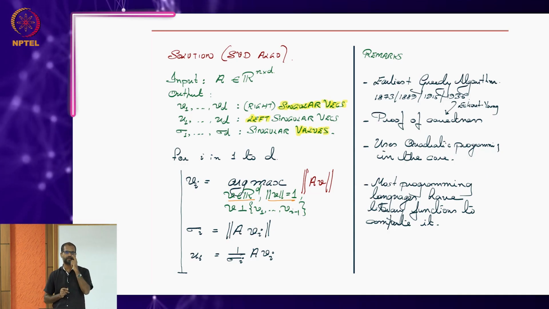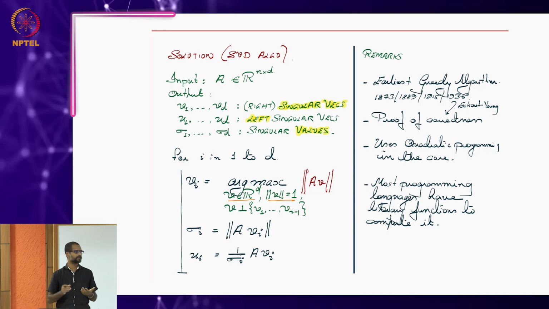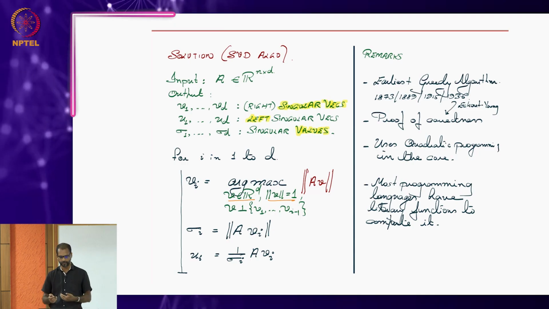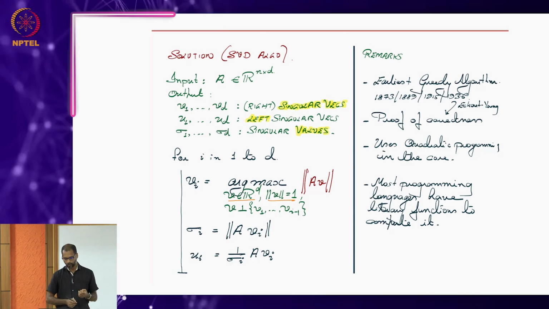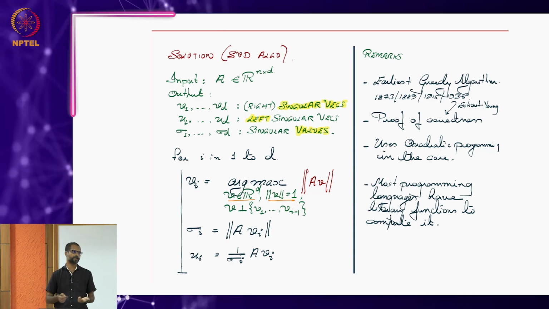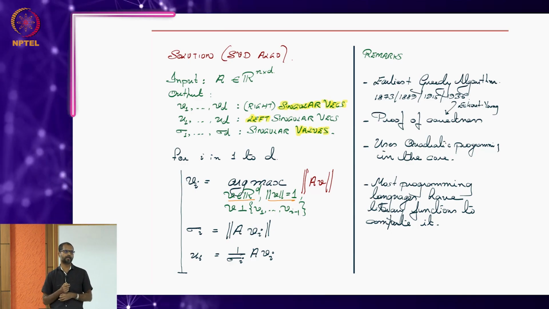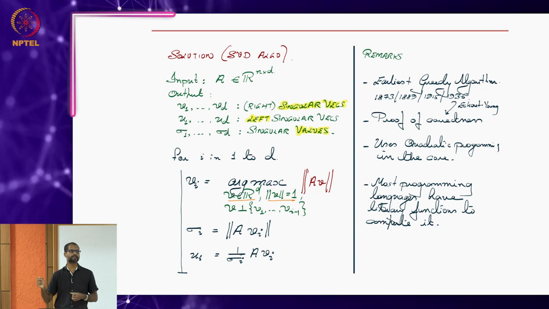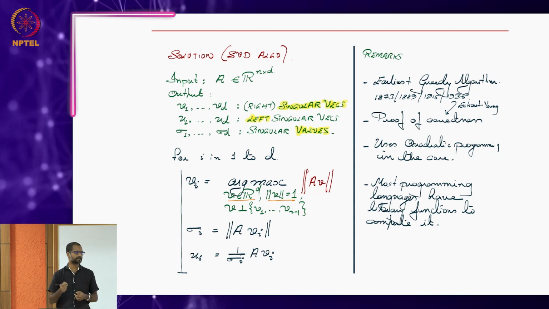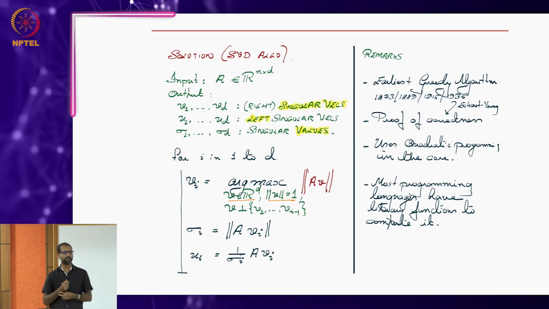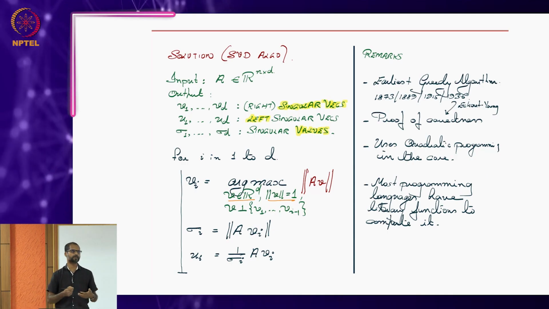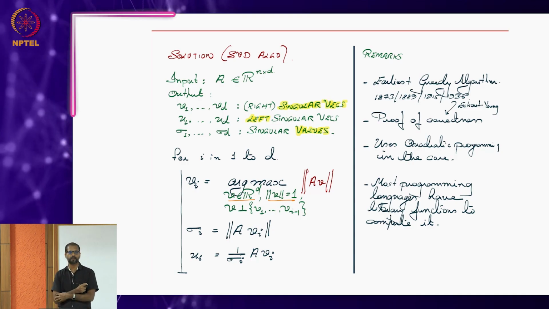These values are called singular values. The vectors v are called singular vectors. Since it's a norm, these will be non-negative real numbers. Remember, v1, v2, etc. are d-dimensional vectors, but these are d real numbers. Sigma 1 is a real number, called the top singular value. Sigma 2 is called the next best singular value, and so on.